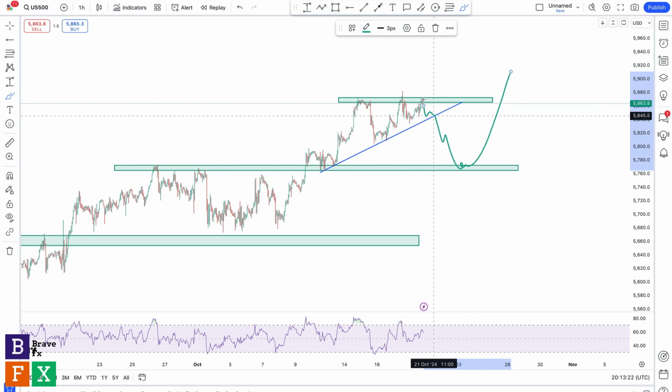But if we don't, then I think we're likely going to go down and come back up, taking out this area of resistance. So this is exactly how I'm going to trade US500. I hope that's clear enough.